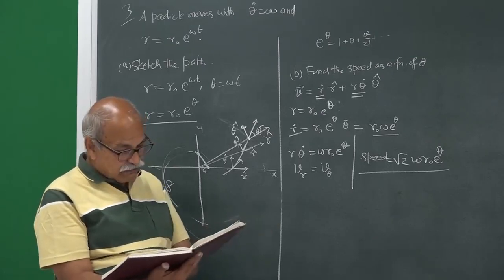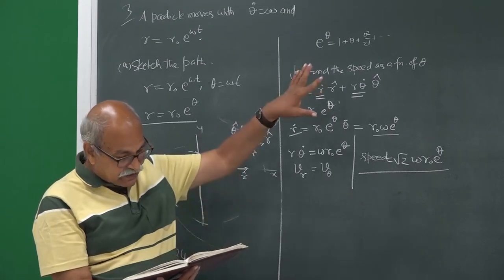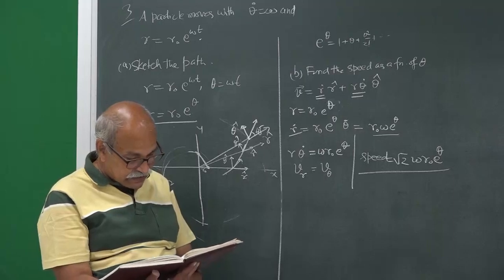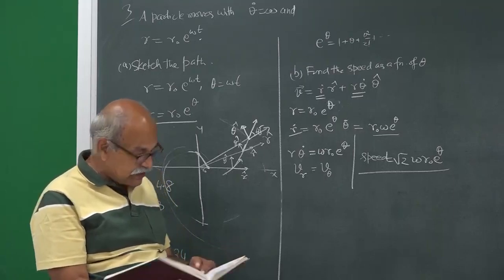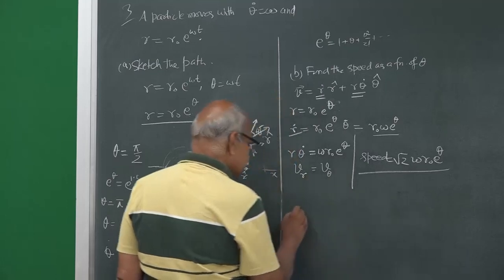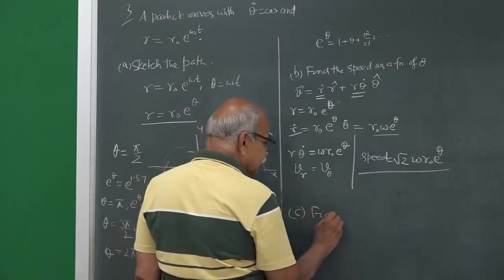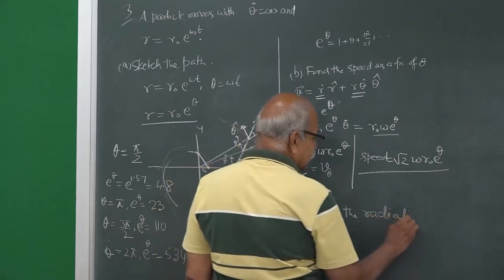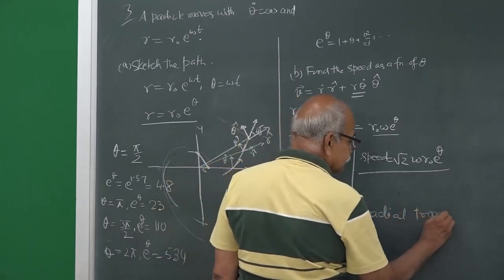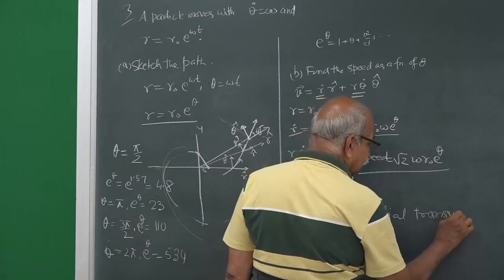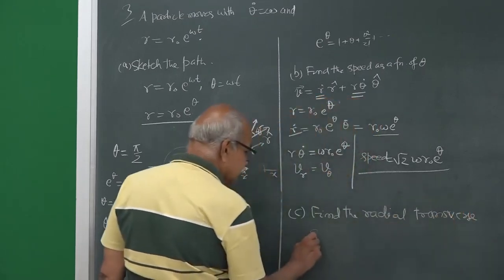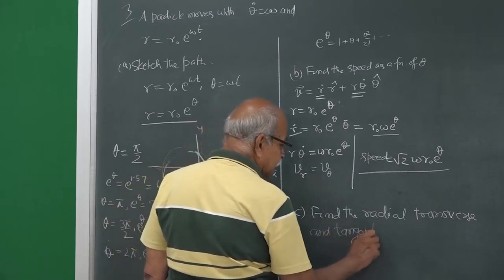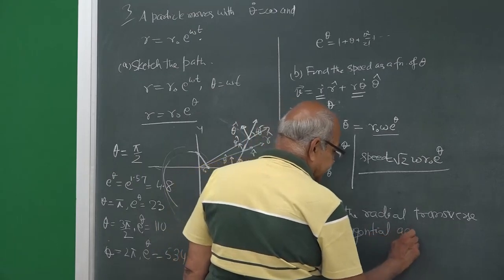Part C is find the angle made by the velocity vector with the radial and transverse, we have done that, so no need. Next part is find the radial, transverse and tangential acceleration. So, write it as C. Find the radial, transverse and tangential acceleration.